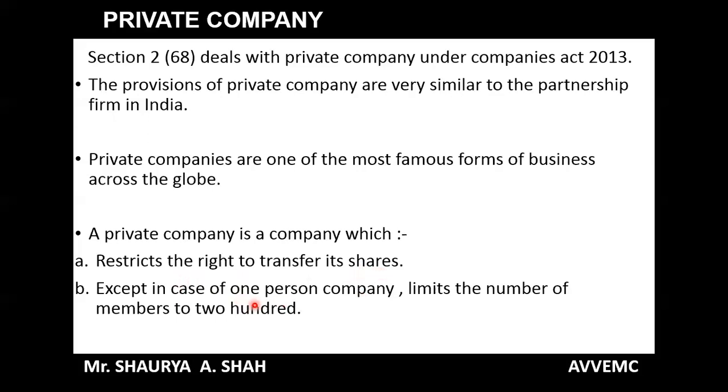Except in case of one person company, it limits the number of members to 200, right? We have seen one person company in detail. One person company where only one member is there, right? Again, we saw one person company is a form of private limited company only, but except in case of OPC, the maximum number you can have in a company is 200. In public company, the number was unlimited, right? Here it is 200.